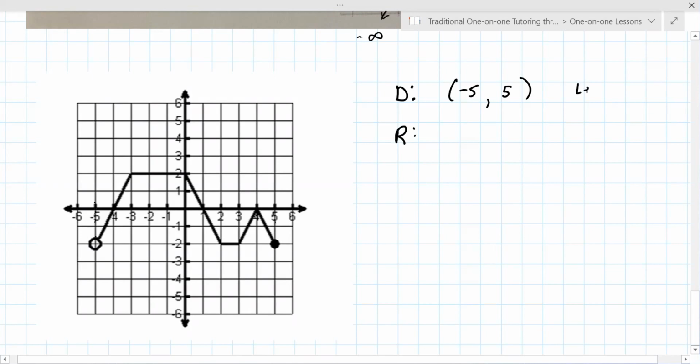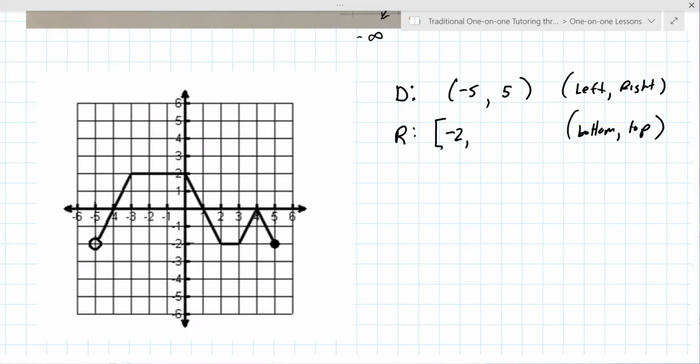Range. So, okay. So another word for domain is like left to right. And range is like bottom to top. So what's the smallest y value that you see in this graph? I see -2. Now, does it include -2? No. It doesn't there, but it does here. Oh, okay. So since it does at one place, you can include that. Since it's filled in here and here, you can include the -2. And then how far up does it go? What's the largest y value? +2. And you include that because it's a solid line there.